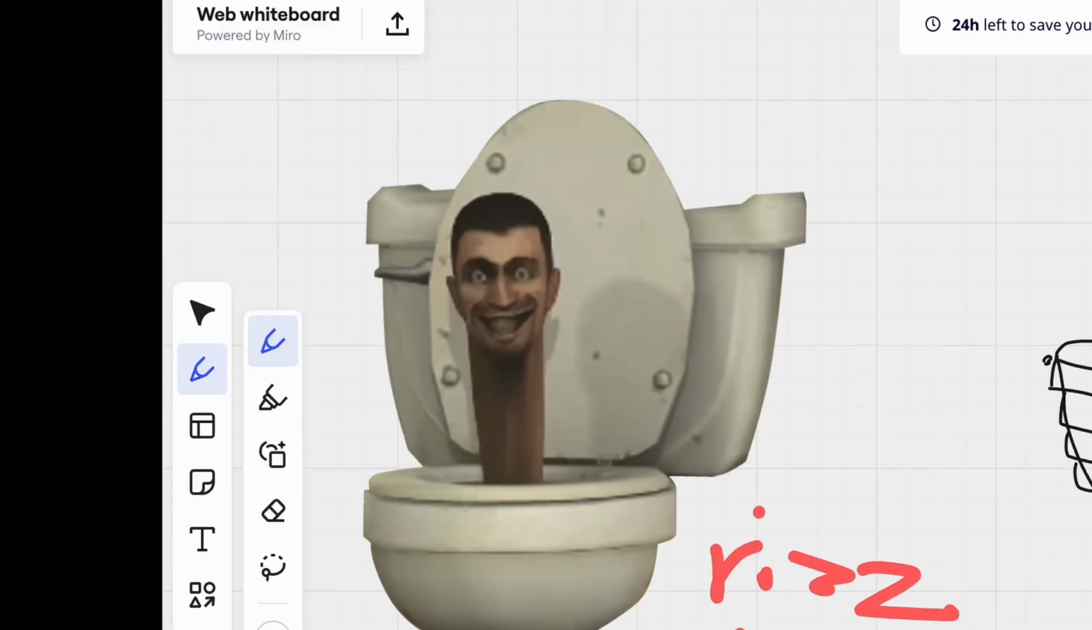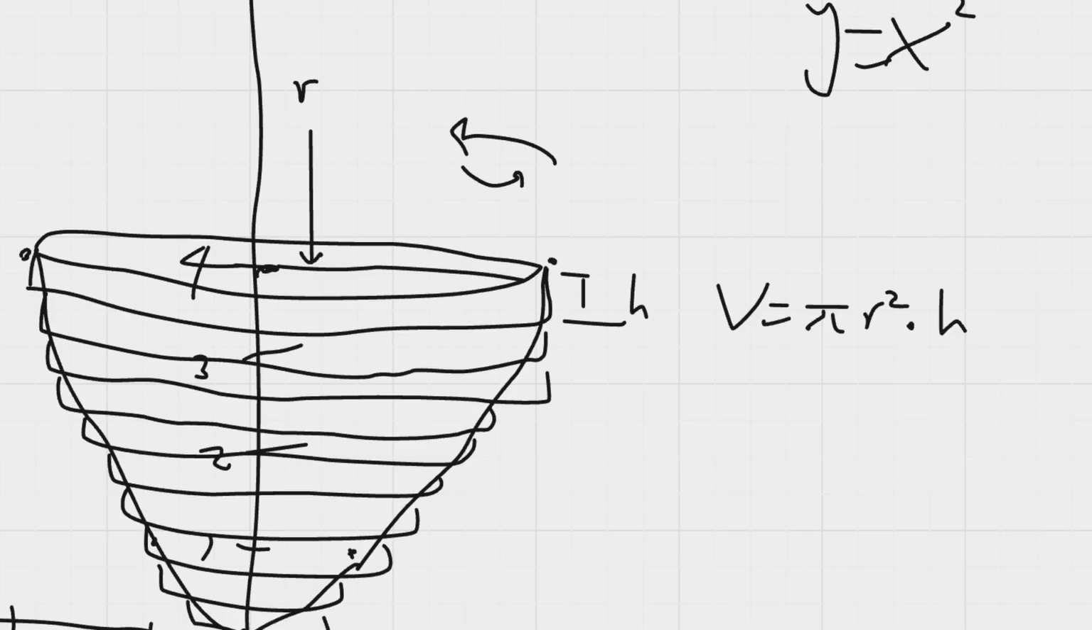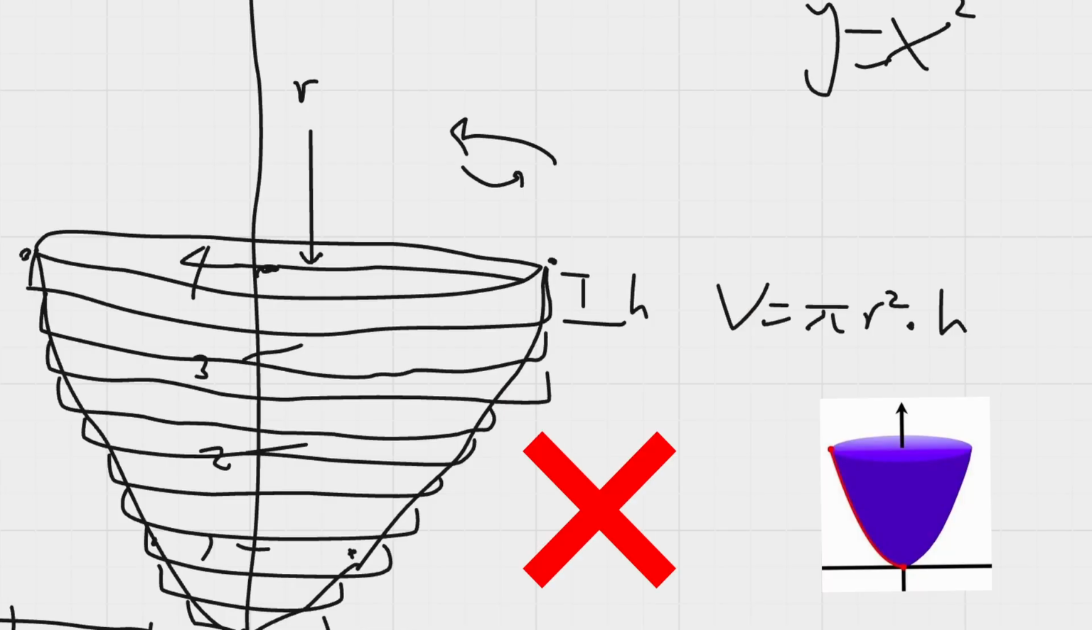However, the toilet has negative riz, since you can't really add up those tiny pieces to get the exact volume because the function is curved.